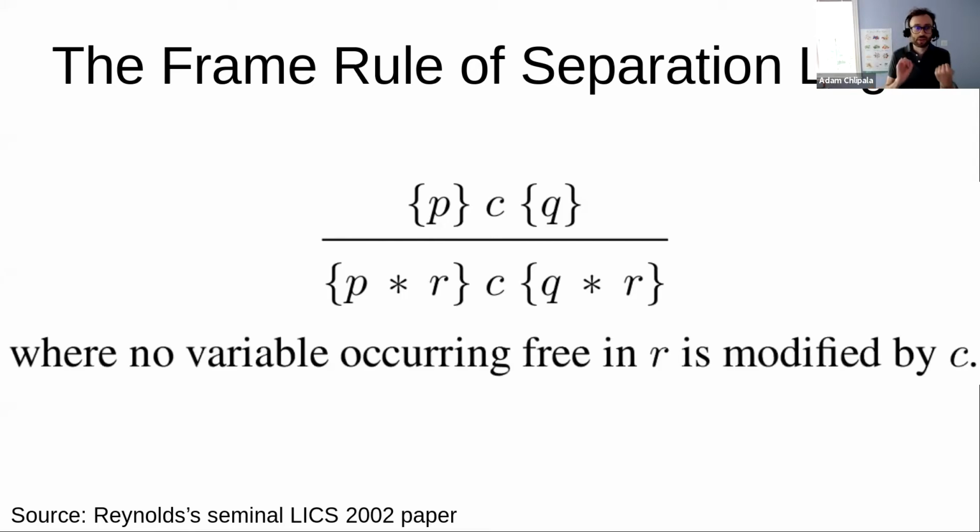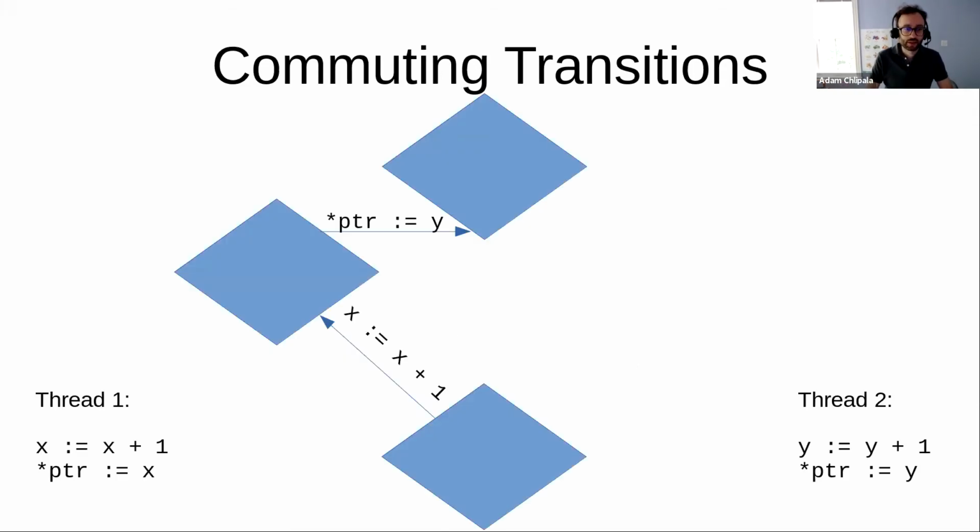This is a really nice, elegant way of thinking about why we can, for free, lift results into larger memories. Unfortunately, it comes along with this side condition: no variable occurring free in R is modified by C. So before we get to the fun part, we have to explain free variables of predicates and modified variables of commands. Is that essential?